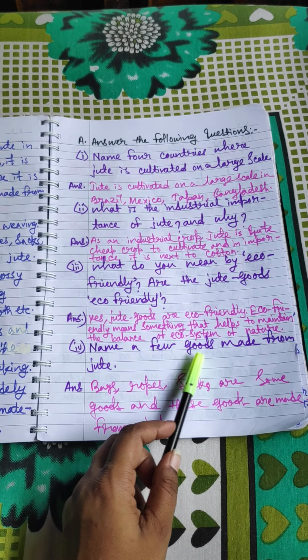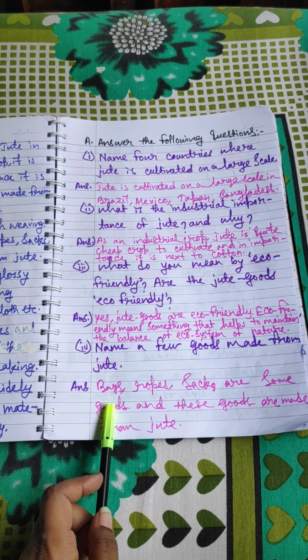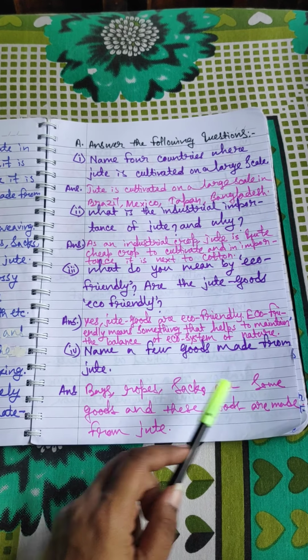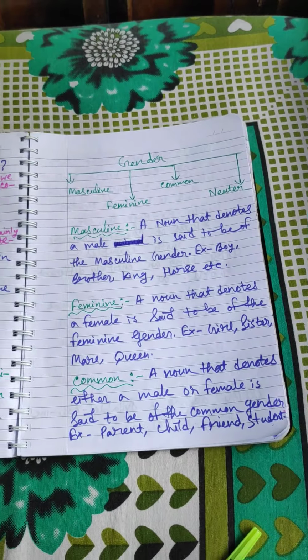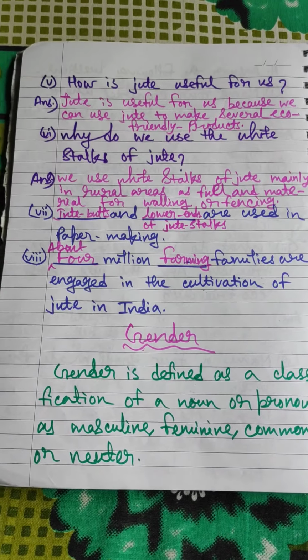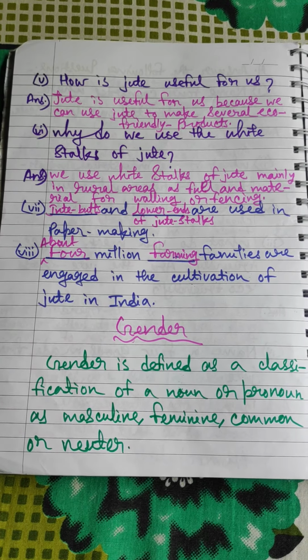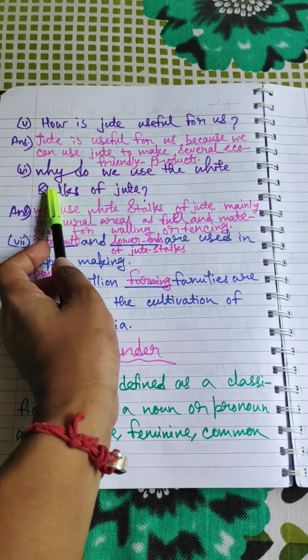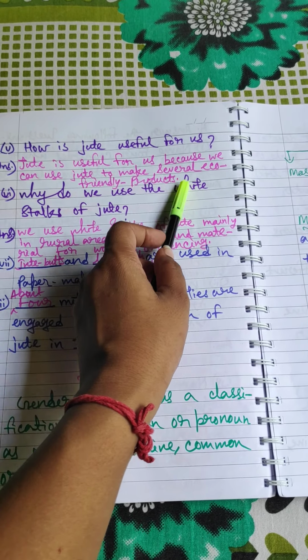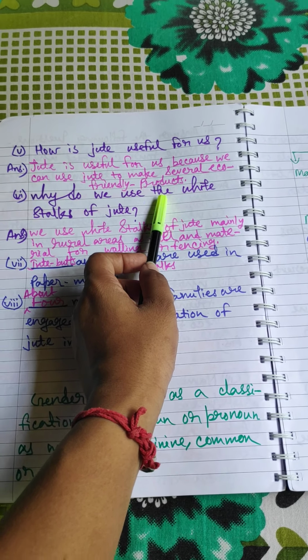Name a few goods made from jute. Bags, ropes, sacks are some goods that are made from jute. How is jute useful for us? Jute is useful for us because we can use jute to make several eco-friendly products.